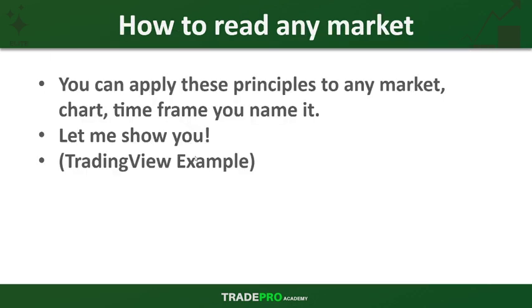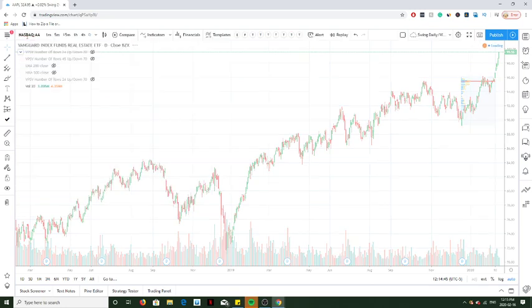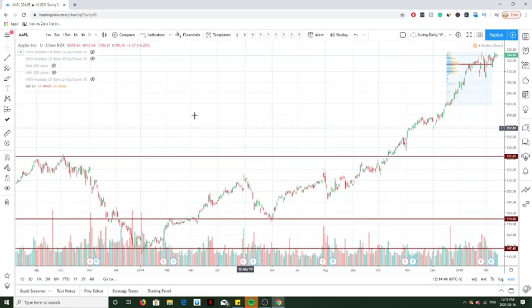Now, you can apply these principles to any market, just understanding where the impulses are and the trend breaks and how to actually read that. Now, you can do it on a time frame chart, you can do it on a Renko, whatever it is. And I'm going to show you guys a TradingView example here. If I pull this screen over, we'll take any stock, let's say Apple. I was on VNQ, but we can do this on any stock right now, right?